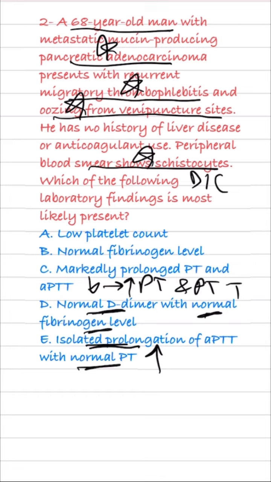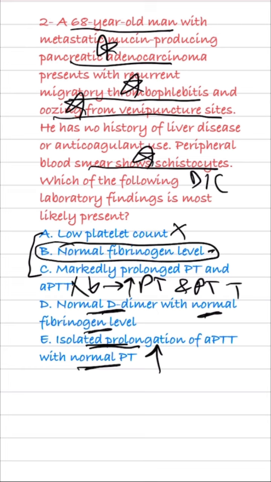But let's first look at other choices. So choice B, we already said the fibrinogen should be low, so B is wrong. So what about A? Well, A should be correct too, but is it A or C? Well, actually, both are wrong, and the correct answer is B.